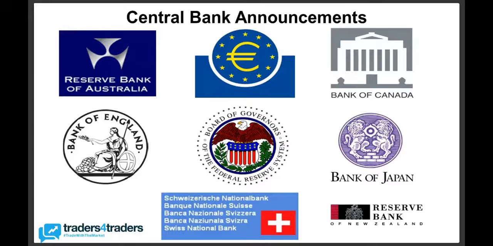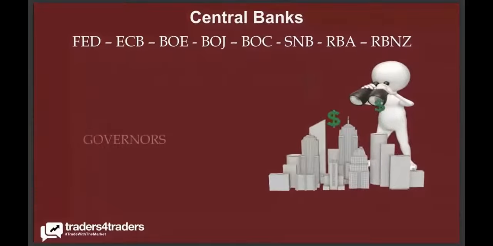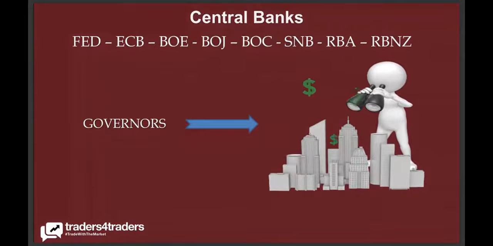Now, first of all, central bank announcements. We've got the 8 major central banks connected to the G8, the big currency pairs: the Reserve Bank of Australia, ECB, Bank of Canada, Bank of England, the Fed, the epicenter of all financial markets, Bank of Japan, the RBNZ, and the Swiss National Bank. These central banks meet every 4 to 6 weeks, and it is very important you understand how they work. As I said, the trends, market direction comes specifically from the central banks.